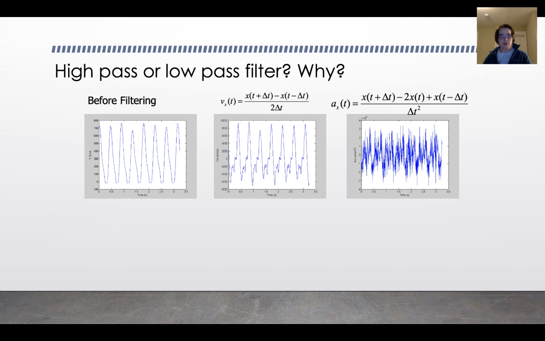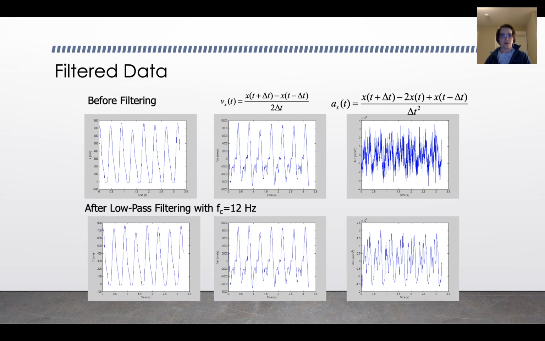So here's the data that we were looking at. High pass or low pass filter, which one? And why? You're going to use a low pass filter because we want to get rid of the high frequency noise. And you can see here the 12 hertz cutoff frequency. Our X data, our position data on the left still looks about the same. Our velocity data in the center is a little bit cleaner, but then the acceleration data, we start to see a really big payoff where we get a much smoother, much clearer signal than what we got originally.